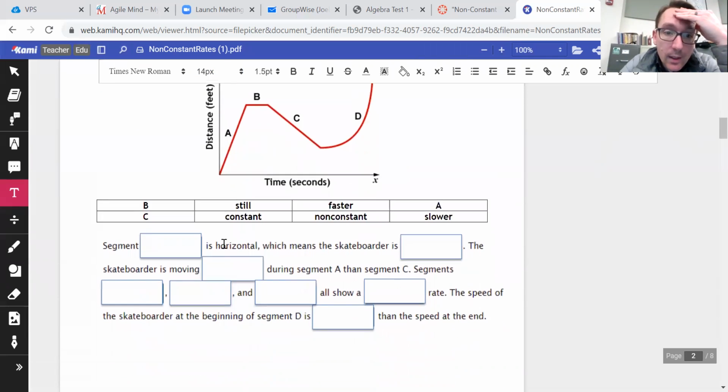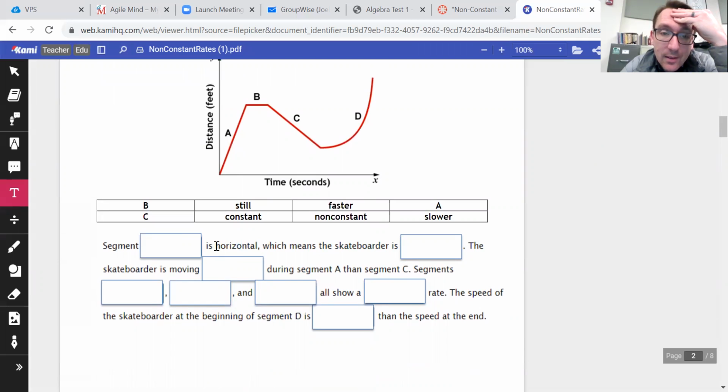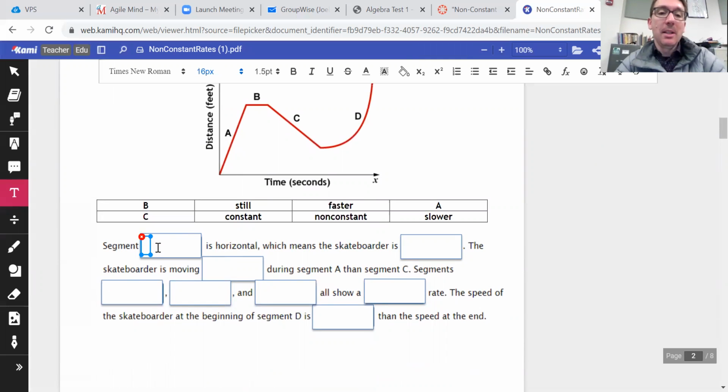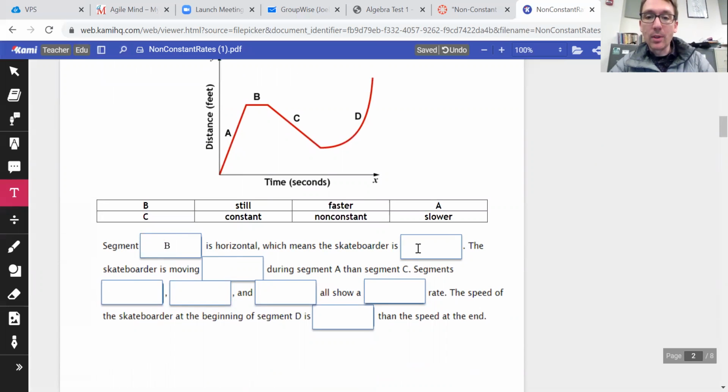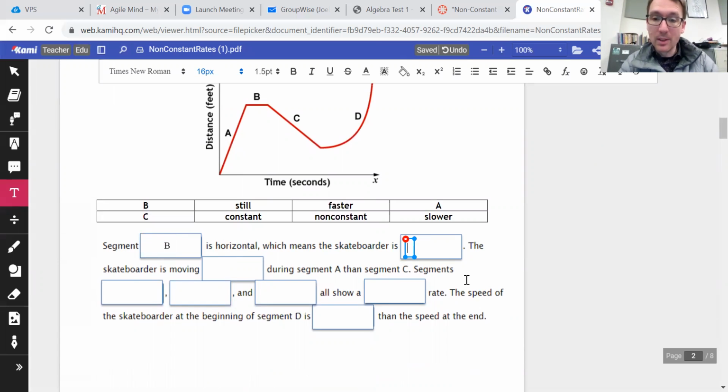Okay. So which segment is horizontal? Well, horizon is the same direction as horizontal, because that's where we get the word horizon and horizontal from. They come from the same root. So we want B. B is horizontal because it goes horizontally, which means the skateboarder is not moving, we could say stationary. They've got it right here. What are we going to say? We're going to say still, since that's what they want us to write in. Still means to not be moving.